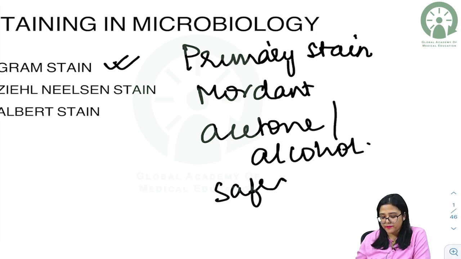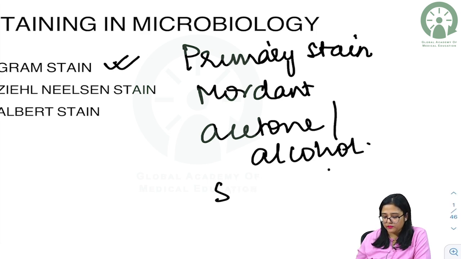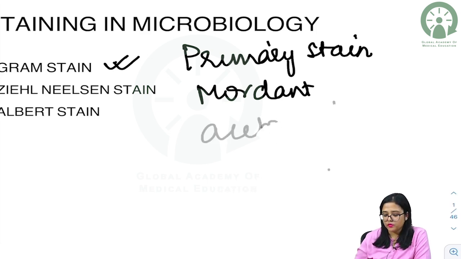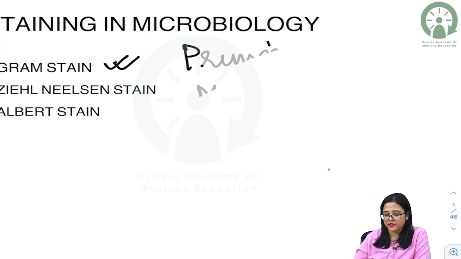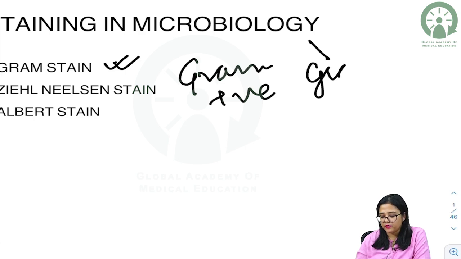After adding the decolorizer and washing it, we apply the counter stain, which is safranin, or we can even use carbol-fuchsin, and we will keep it for a period of 30 seconds. After that, what we interpret is, those that take up the primary stain are known as gram positive, and those that take up the counter stain are known as gram negative.